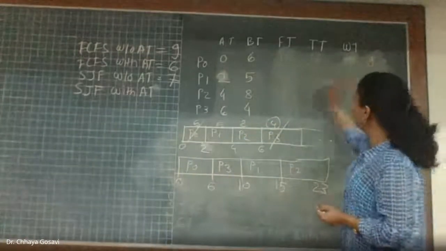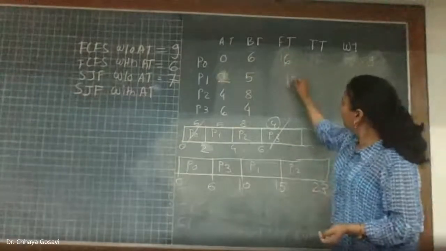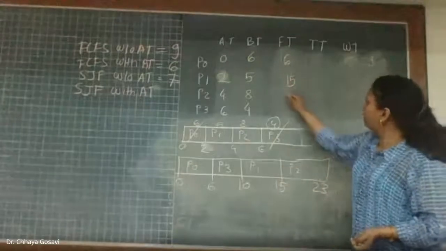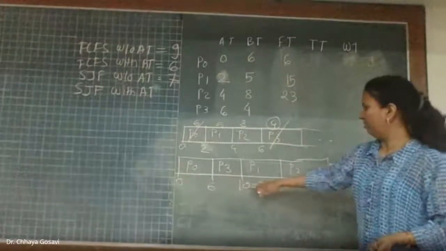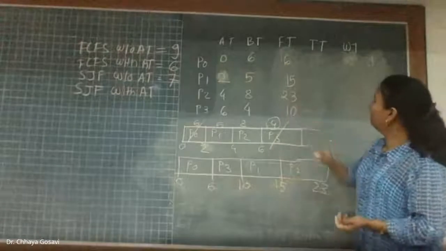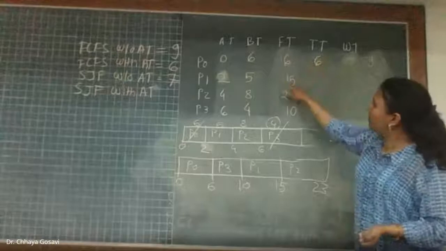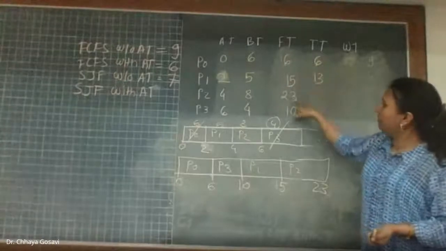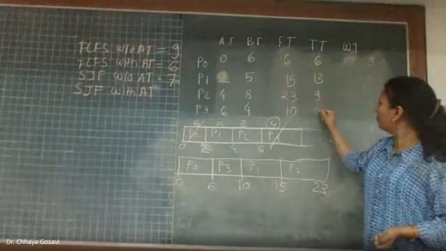Calculate finish time. For P0 it is 6. For P1 15, P2 23 and P3 10. Turnaround time: 6 minus 0 is 6, 15 minus 2 is 13, 23 minus 4 is 19, 10 minus 6 is 4.